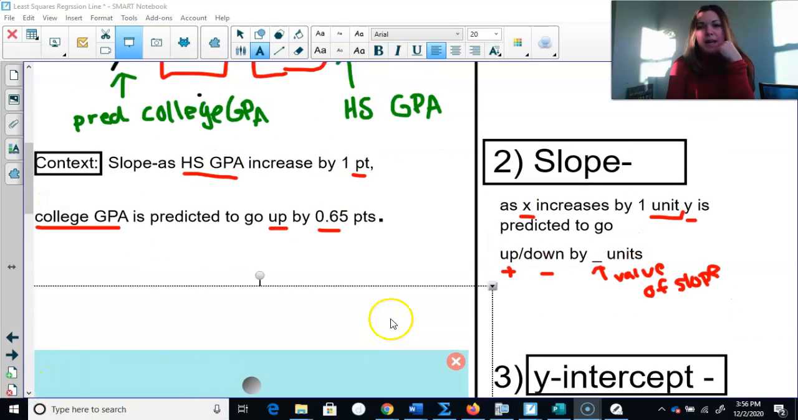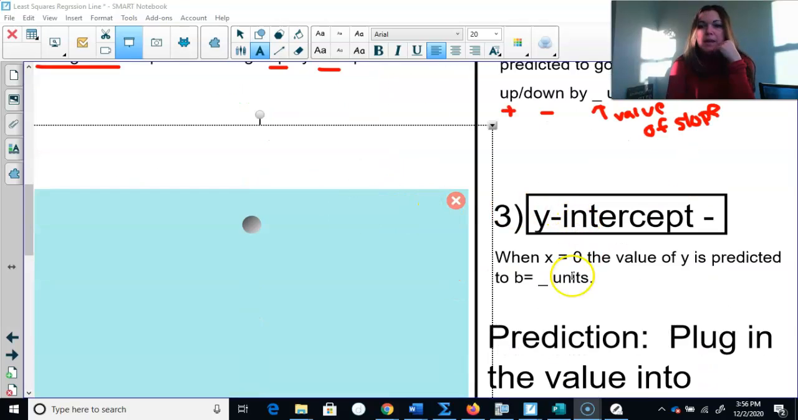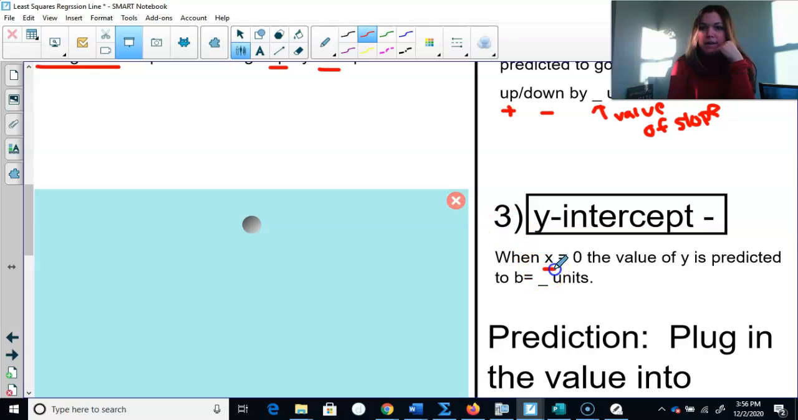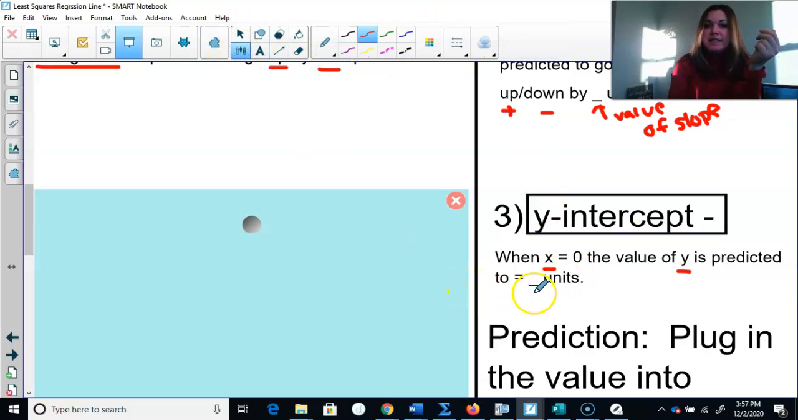Now let's talk about the y-intercept. The y-intercept is 0.43. When we interpret that, when X is equal to 0, in this case X is our high school GPA, the value of Y, our college GPA, is predicted to equal blank units. Right here, this is the value of the y-intercept.